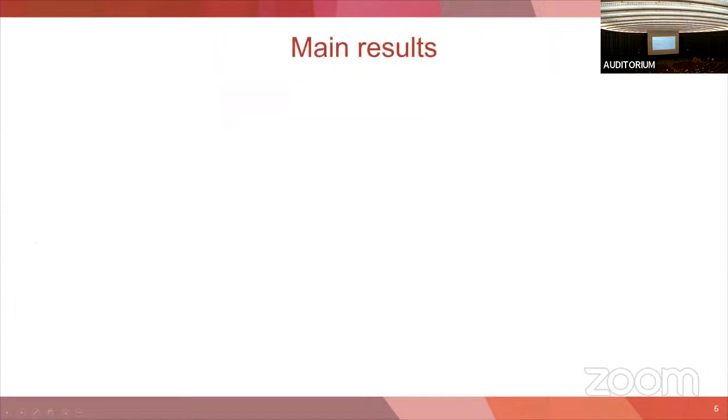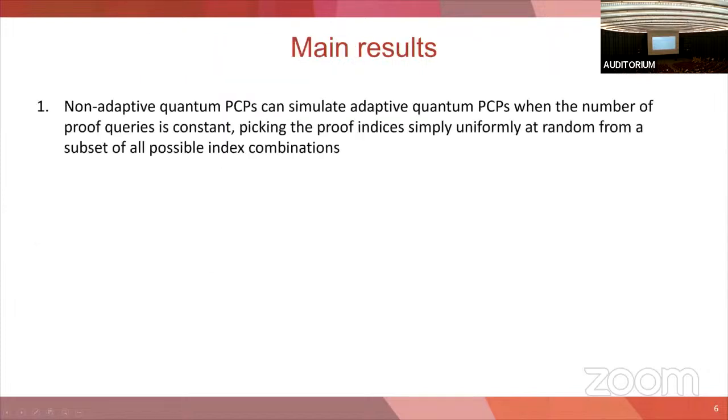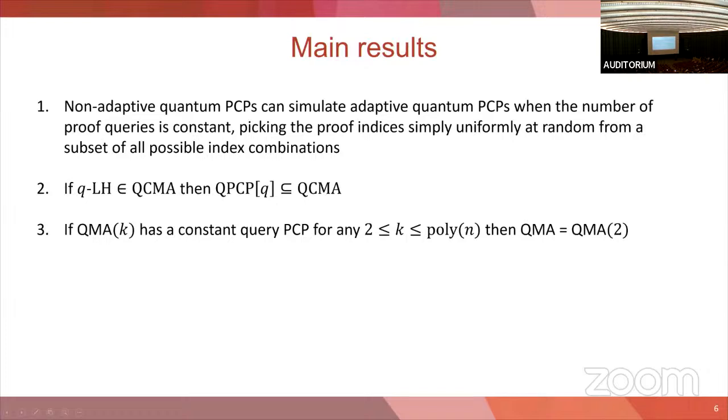classical proof part. And so the main results of this work are that non-adaptiveness is actually not restrictive for quantum PCPs when the number of proof queries is constant. And you can even pick the proof indices just uniformly at random, but only from a subset of all the possible index combinations. So it makes this class actually very robust, which is a good thing. We also showed that if the local Hamiltonian problem is contained in QCMA, then actually this class is contained in QCMA. So this links a negative result on the local Hamiltonian problem to a negative result being implied for the actual class of proof checking.